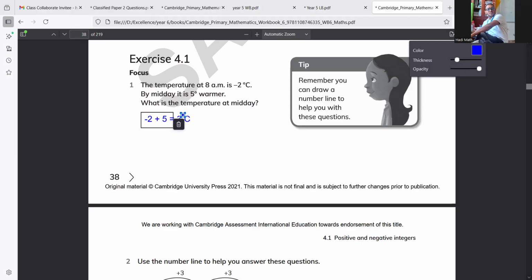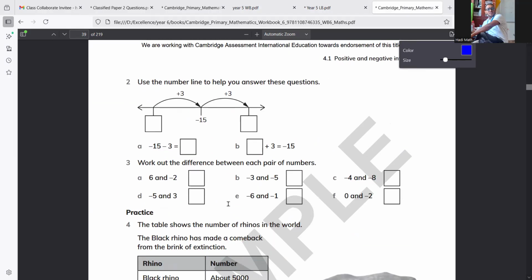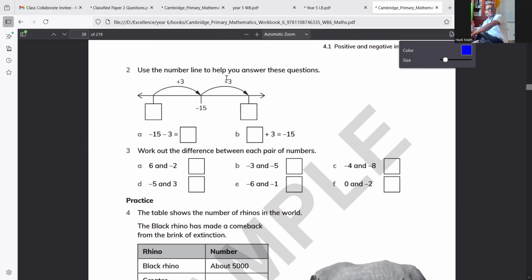Let's go to question number 2. Use the number line to help you answer these questions. We have a number plus 3 gives us -15. We know when we go to the left side, the number decreases, and when we go to the right, the number increases. So you have -15 here. When you go to the left 3 steps, it will be -18. And -15, when you add 3 to it, you go to the right, numbers getting bigger, 3 steps after -15 to the right is going to be -12.